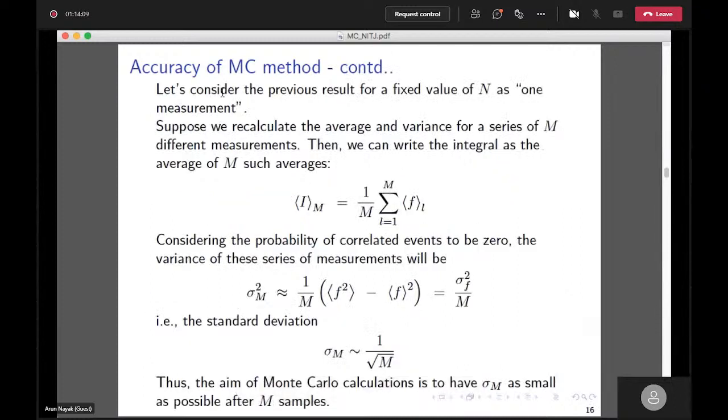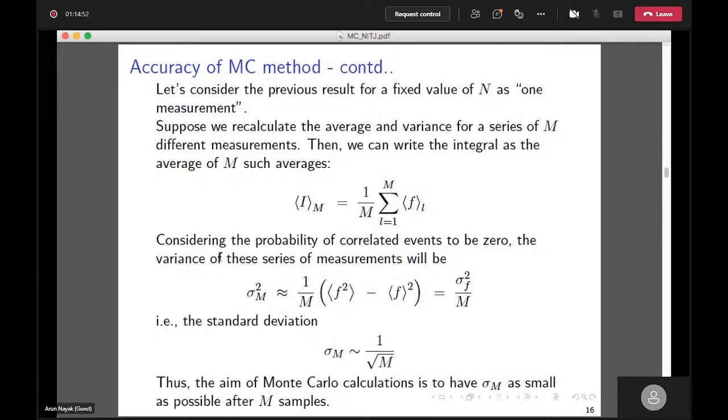Now consider that the previous result that we obtained is for some fixed value of n. So n number of points, or n number of random numbers, we consider as one measurement. Now we repeat the same calculation for m such different measurements. Each time we generate n such numbers. Then we can write the integral as the average of m such averages. We can improve the value by doing such averaging. So this will become an average of such averages.